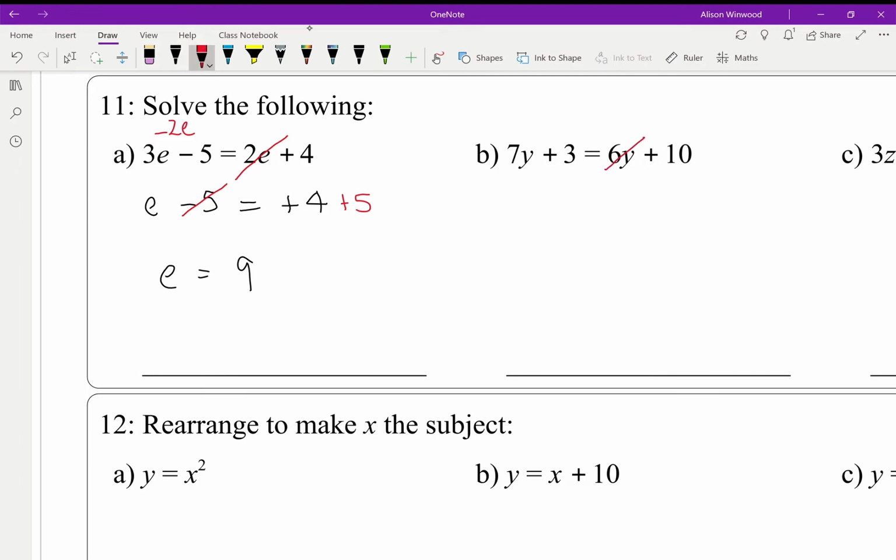Move the 6y, so it becomes subtract 6y. 7y subtract 6y is 1y. Still got plus 3, still got equals, still got plus 10. Opposite of add 3 is subtract 3, so y equals 7.